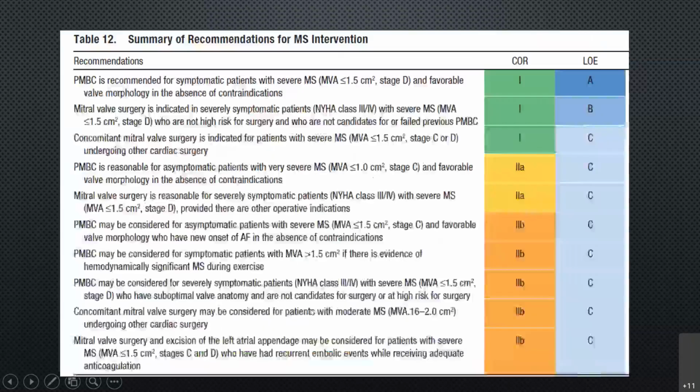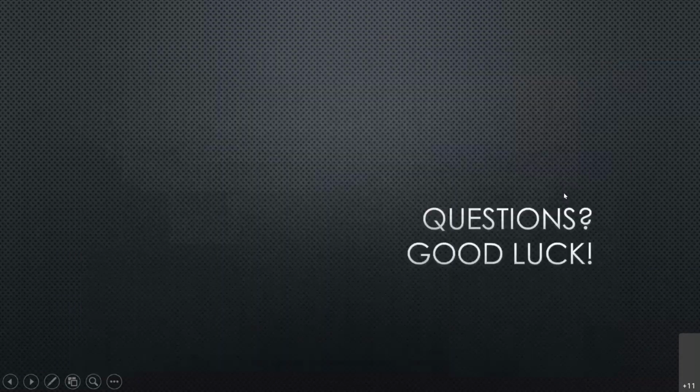Okay. This is a busy slide. I think you can take a look at this from the guidelines. This is directly from there. Again, what are the class 1 indications and class 2A indications? You can go through this.